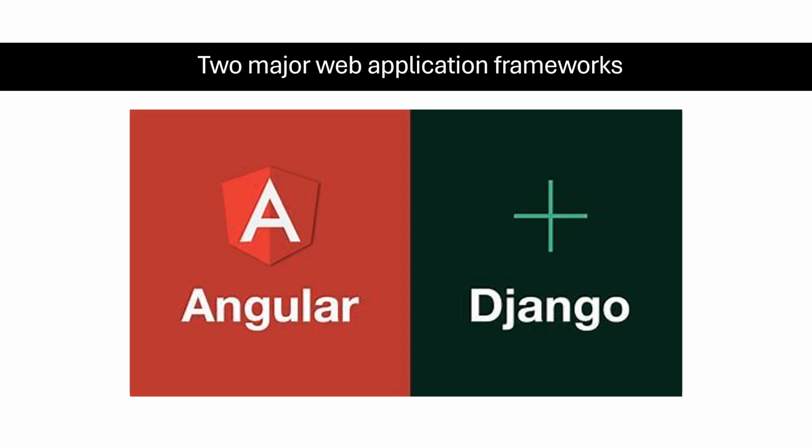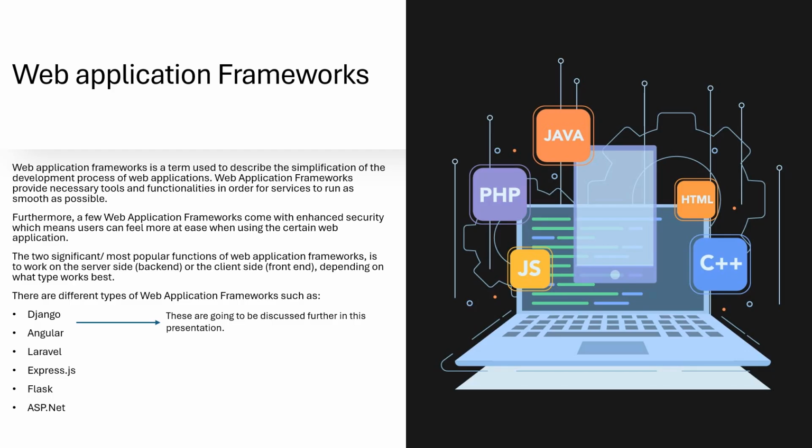So today I'm going to be talking about two major web application frameworks. These two web application frameworks are Angular and Django. So, web application frameworks. Web application frameworks is a term used to describe the simplification of the development process of web applications. Web application frameworks provide necessary tools and functionalities in order for services to run as smooth as possible.